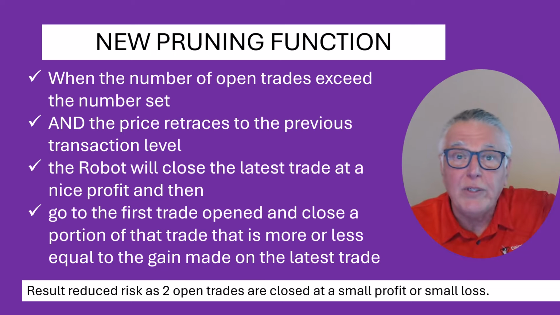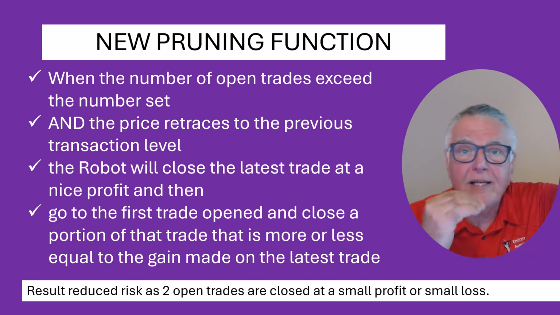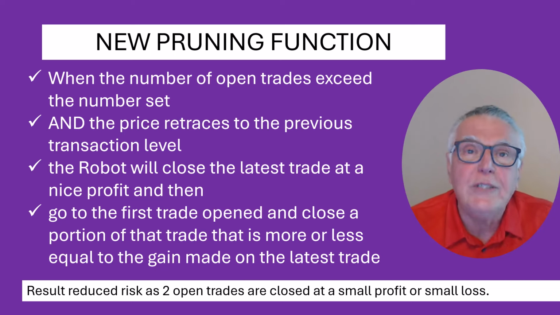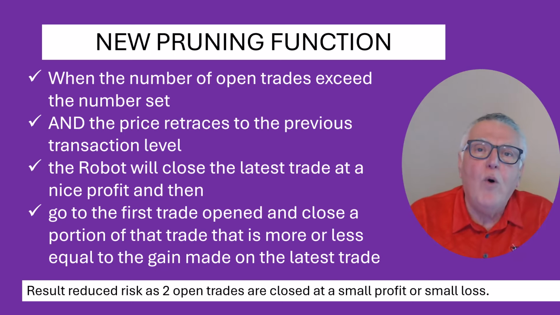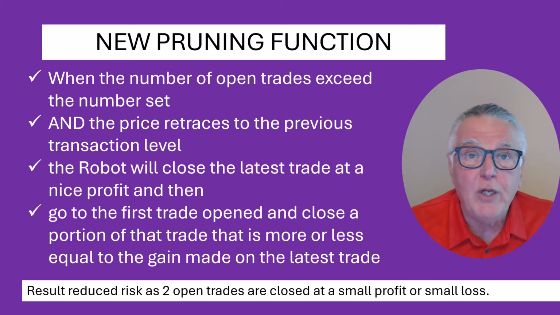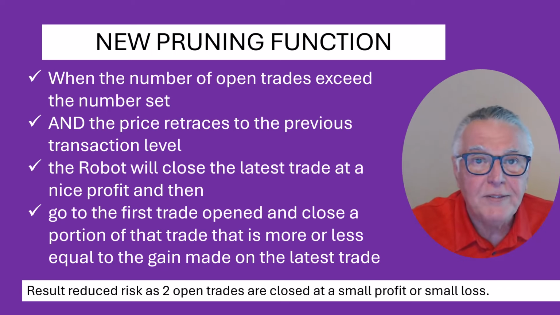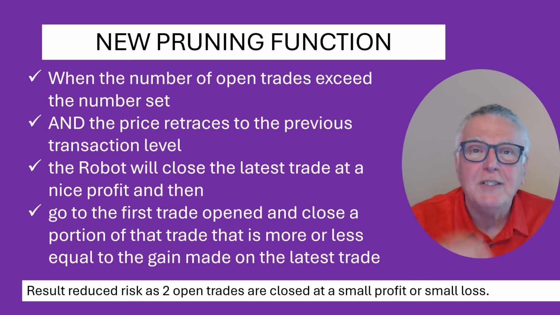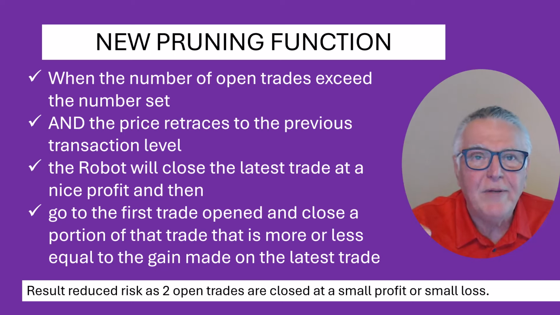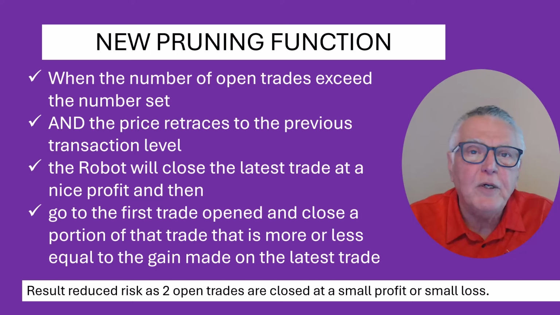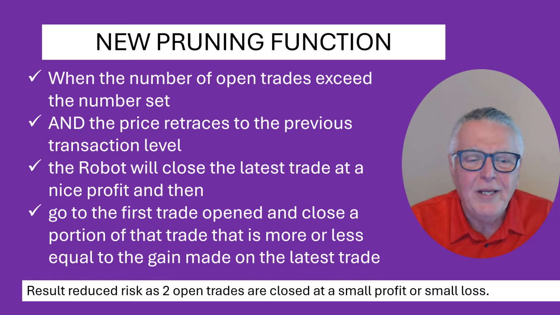So if we're talking in terms of grids, let's say the 4th grid level reaches the 3rd grid level, then the EA will close that particular trade at a nice profit, and then it will go and look for the very first trade that's been opened and close as much of that trade as it needs to balance the loss with the profit, because that first transaction will be in a loss, and the EA will have an amount that it has in profit, and it will try and make it a small profit. If not, there will be a very tiny loss. That's how it basically works.